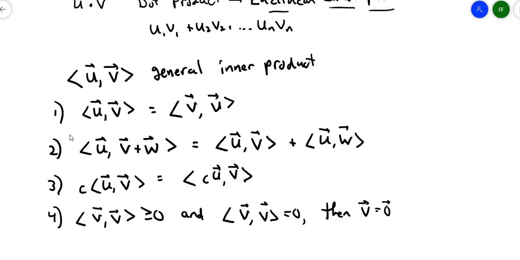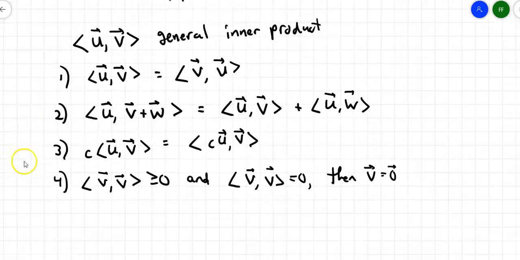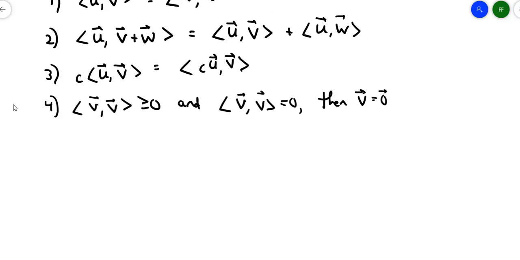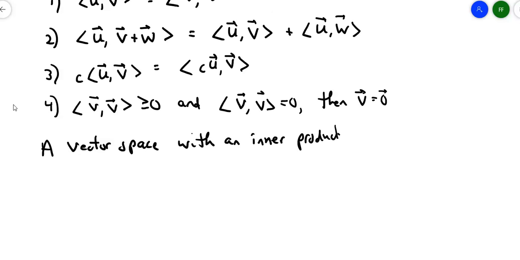So if you do the inner product of a vector with itself and you get 0, then you're talking about the 0 vector. Now, if you've got a vector space with an inner product, then we call that an inner product space. And that means that it has to follow those four rules.